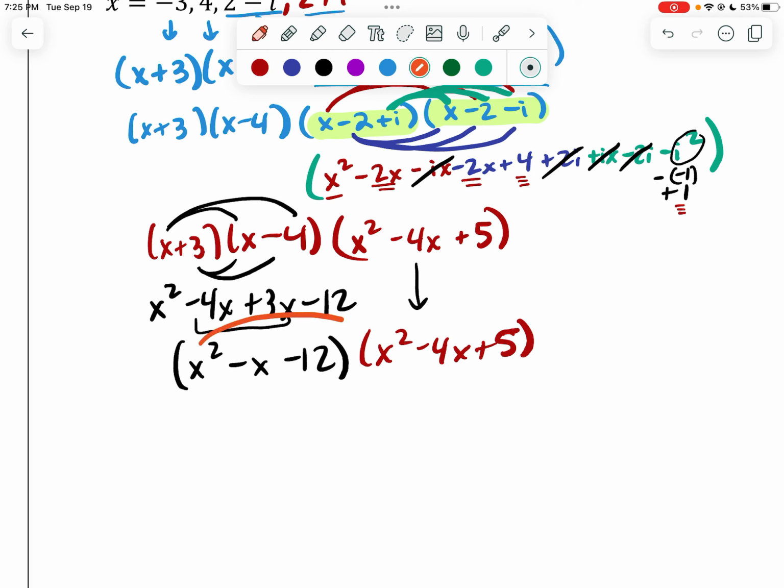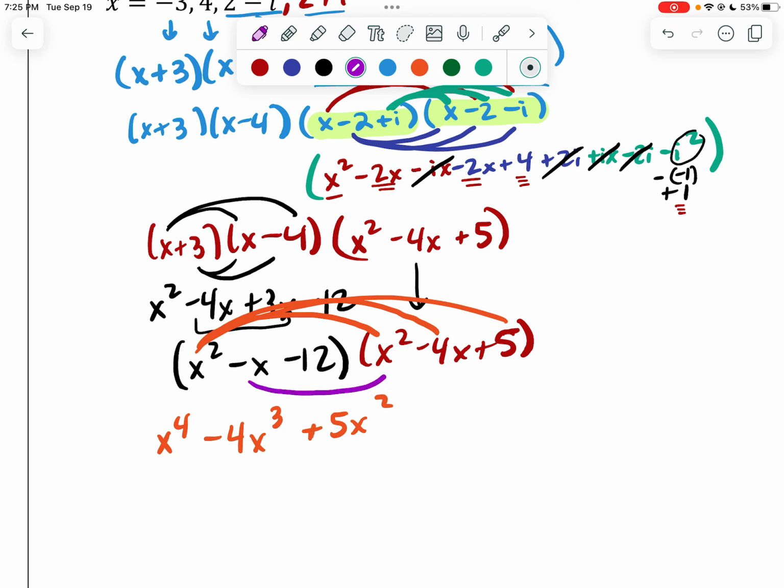So x squared times x squared is x to the 4th. x squared times negative 4x, that's minus 4x to the 3rd. x squared times 5, that's plus 5x squared. And then do everything with the negative x. That's minus x to the 3rd, plus 4x squared, and then minus 5x. And last but not least, do everything with the negative 12.